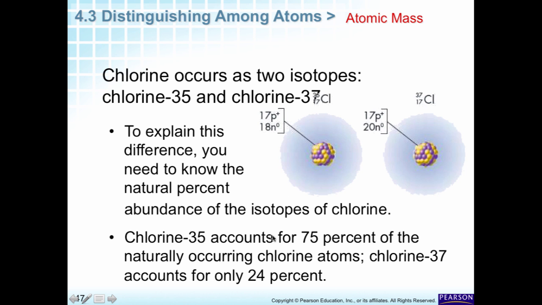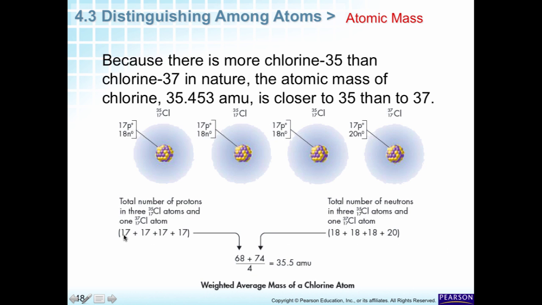So we've got to take this into consideration here. If we have 75% and 25%, in a group of 4 atoms, 3 are chlorine-35 and 1 is chlorine-37. All of them have the same number of protons, so that adds 68 units of mass. Three of them have 18 neutrons, and 1 has 20. That's 74 of mass. So we add those together and divide by 4, because we have 4 atoms, and we end up getting 35.5. So this is called a weighted average.